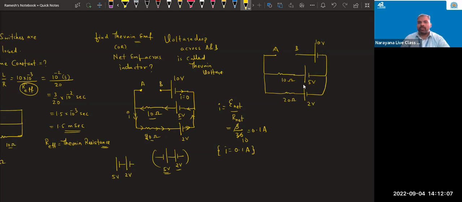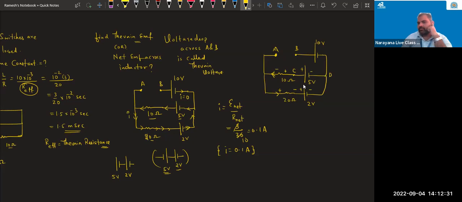How is the current flowing? Like this only, na? I want to find the potential difference between A and B. Correct or not? The current flows from high potential to low potential, high to low, but here low to high. Understood? This is A, this is C, and this is D.